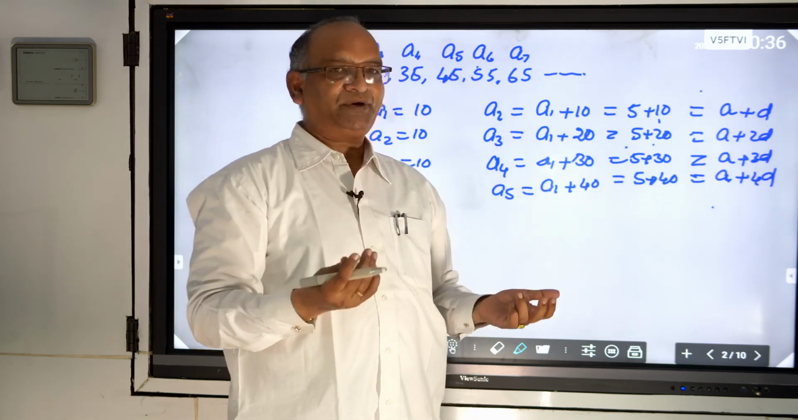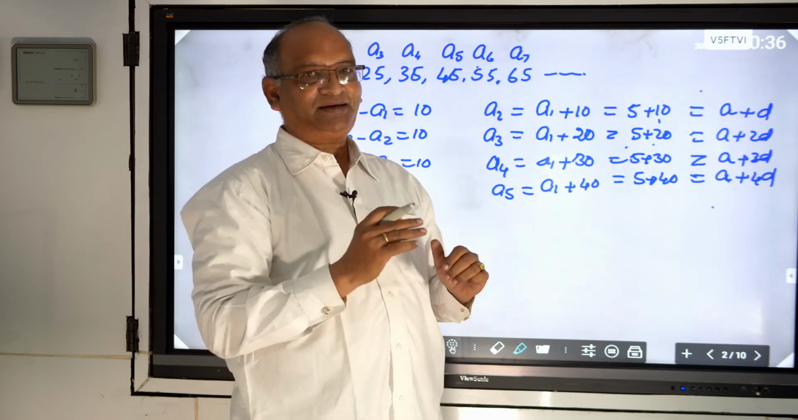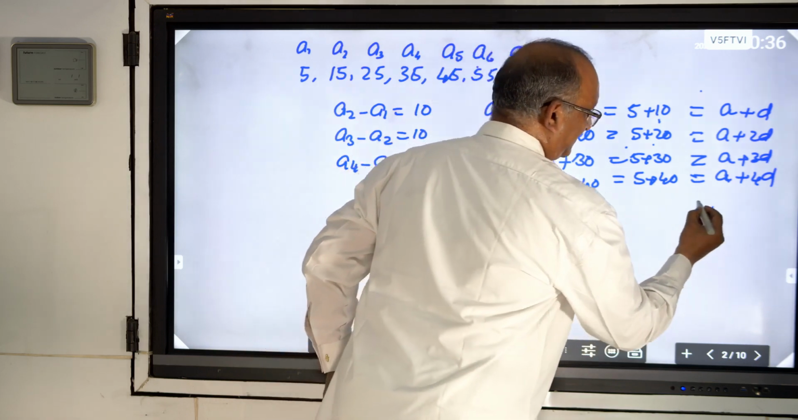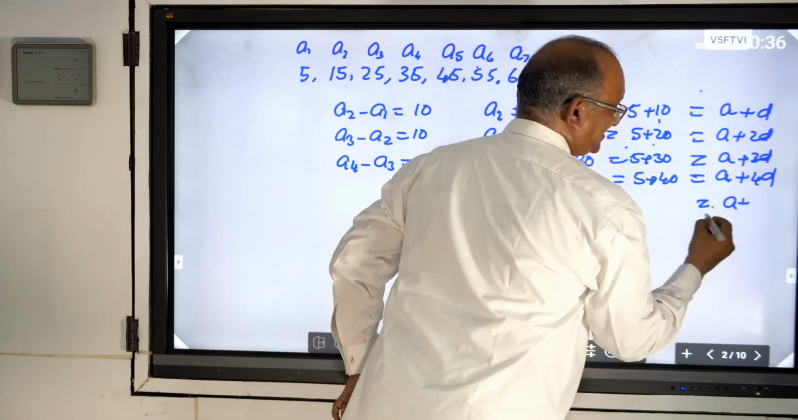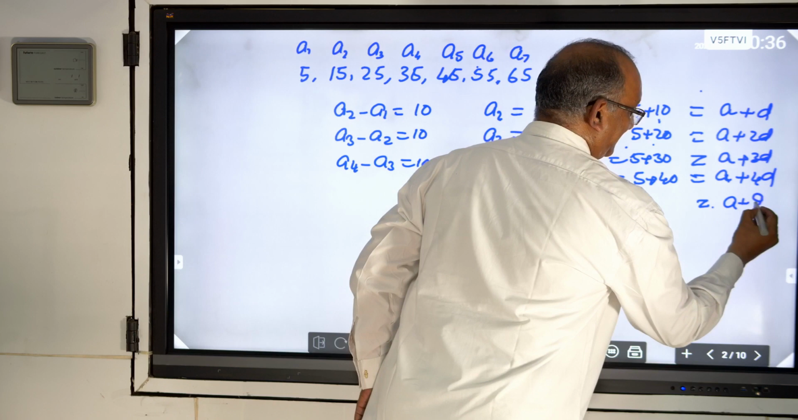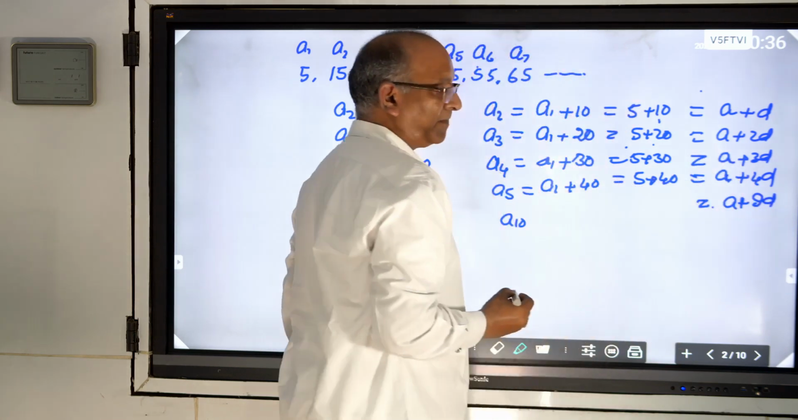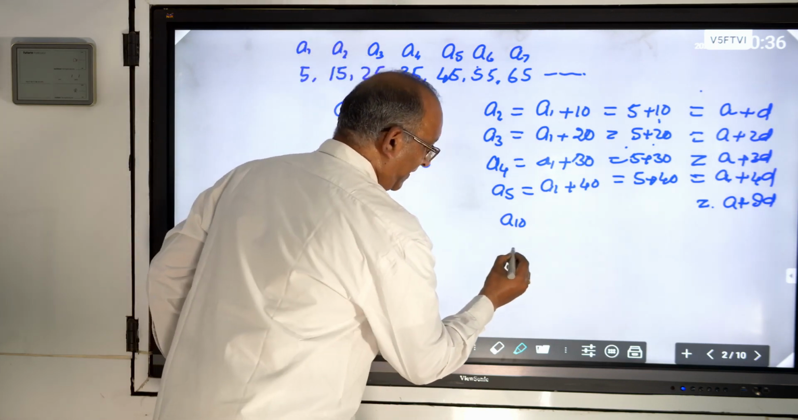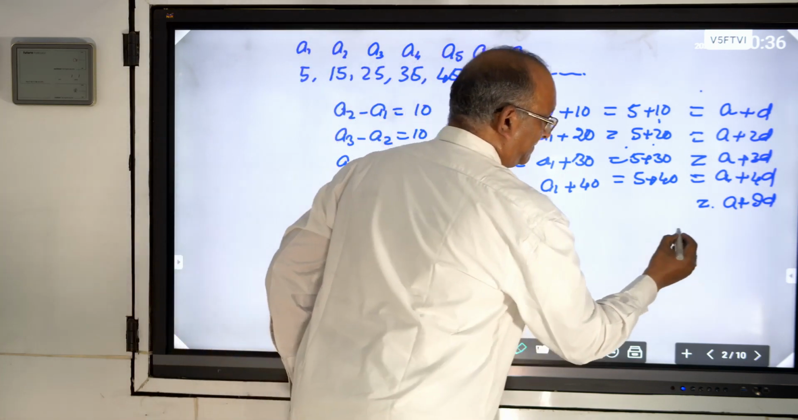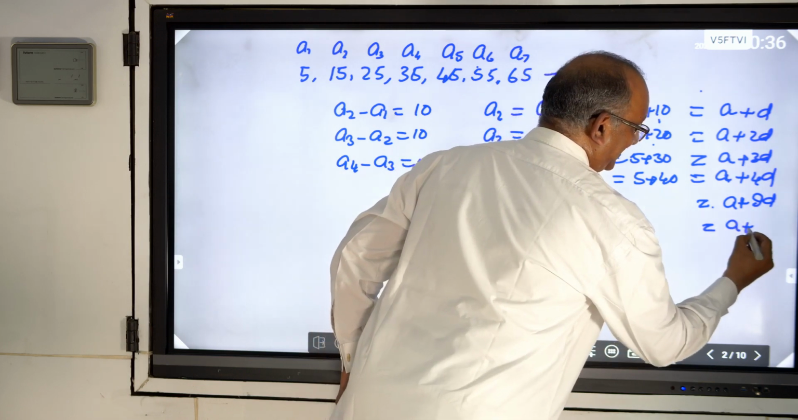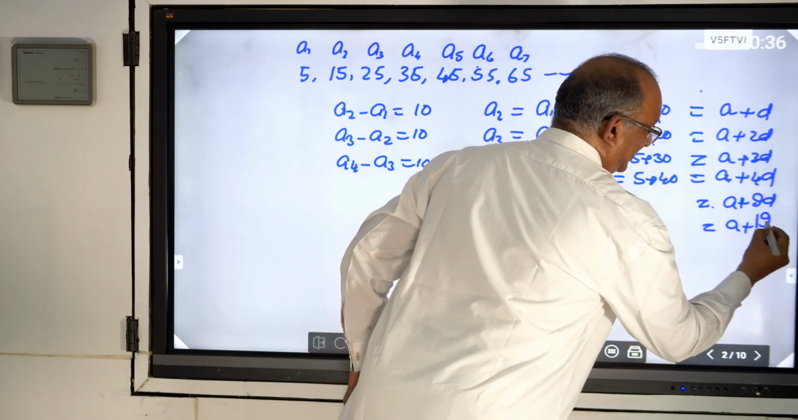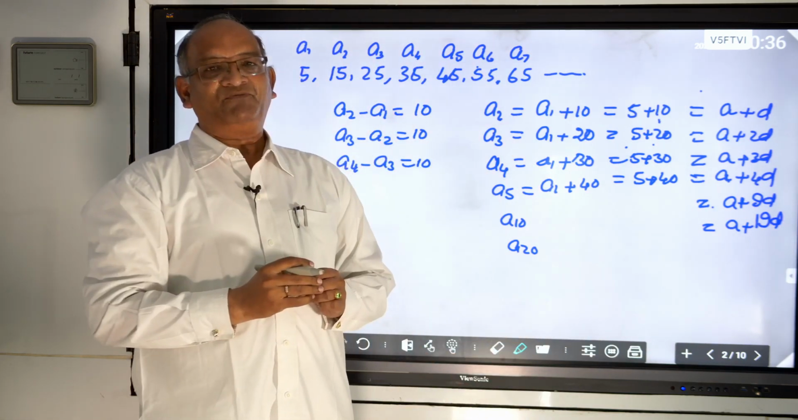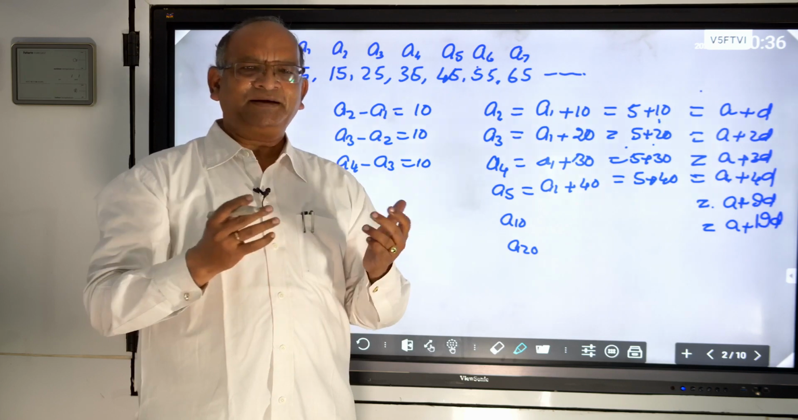So how are we going to get the 10th term in this particular manner? Suppose you have to get the 10th term, how will you get it? We will add A plus 9D. How are we going to get the 20th term? By adding 19D. So in this way, if we proceed, we can find out a general term.